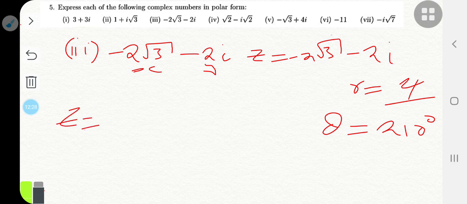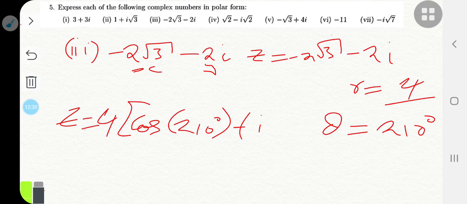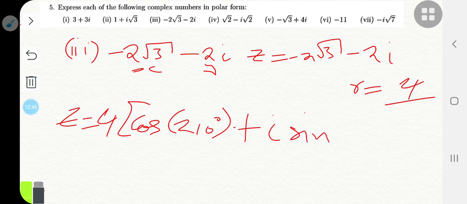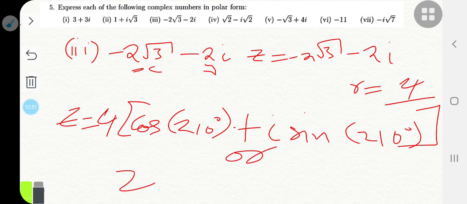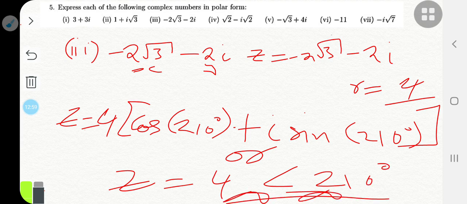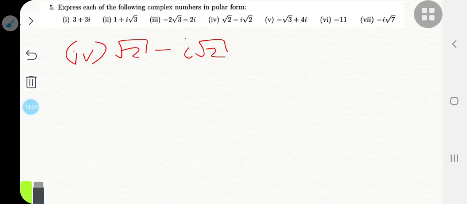So now I'll say let my z be equal to, my modulus was just 4, then cos 210 degrees plus i sin 210 degrees, just like that. Or I'll write it in this way: 4 angle 210 degrees. Also correct. Let's move on to part 4.